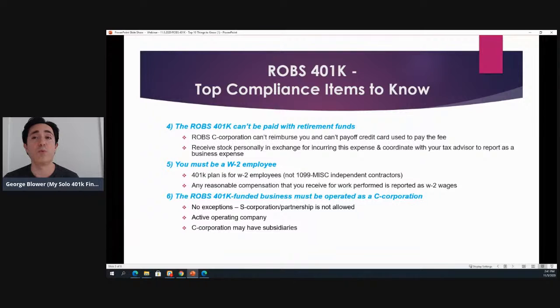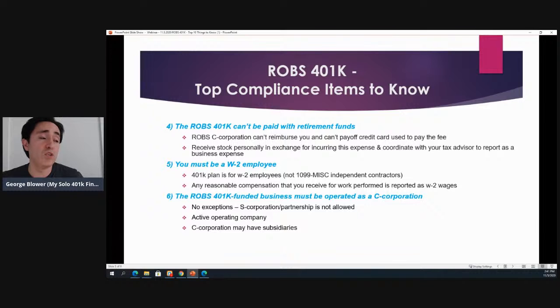And when you get to the point where you're receiving compensation or salary for the work that you're performing for the company, of course, that means it's reported as W-2 wages. Point number 6, the ROBS 401k funded business must be operated as a C corporation. So again, this is a way to fund your business using your retirement money, but you have to follow specific requirements. One of those is that you need to operate the business as a corporation that's taxed as a C corporation. There's no exceptions. It cannot be an S corp or a partnership.